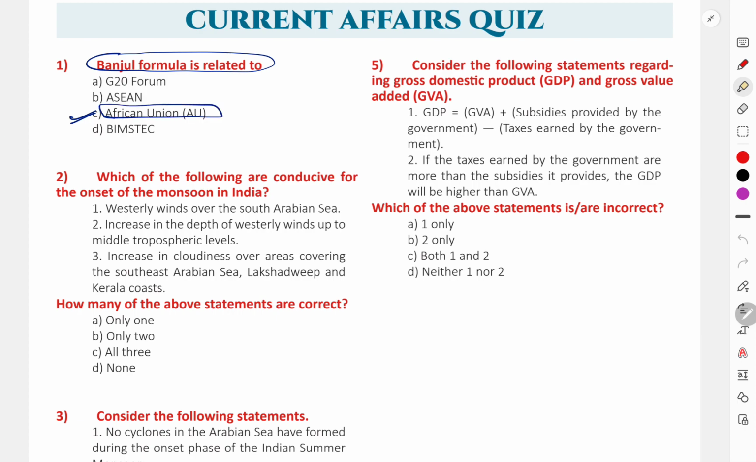Now, if I talk about this question more, there was an India-Africa summit, and this collaboration, this summit, first commenced in the year 2008. The first meeting took place in 2008, and this meeting takes place every 3 years. Recently this meeting has also taken place, and the Bunjul formula was adopted in the African Union in 2006. So basically this Bunjul formula is related to the African Union, and this shows the ties between India and the African Union.